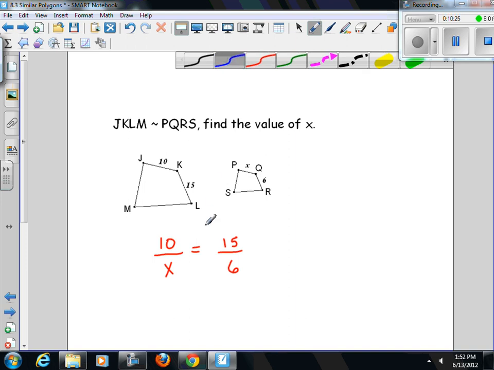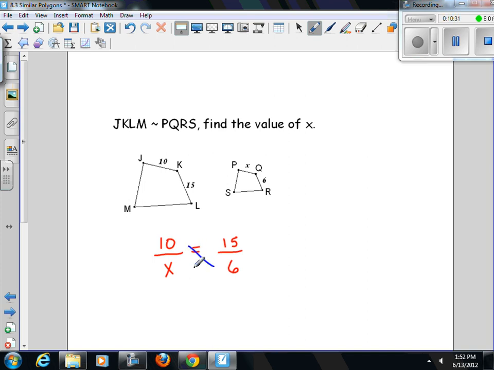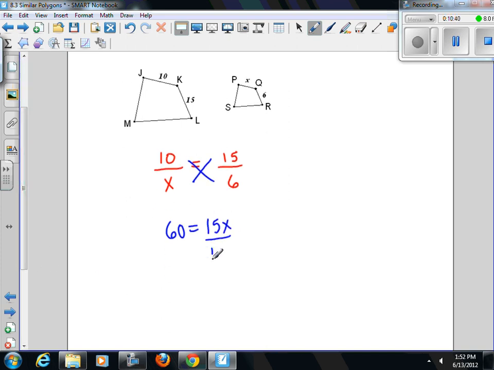So what we're going to do now is try to solve this. So let's cross multiply. So we have 10 times 6 is 60. 60 is equal to 15x. We want to divide everything we can by 15. The 15s cancel, and we have x is equal to 4.